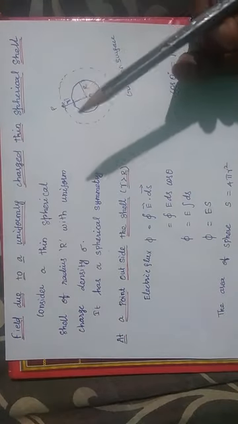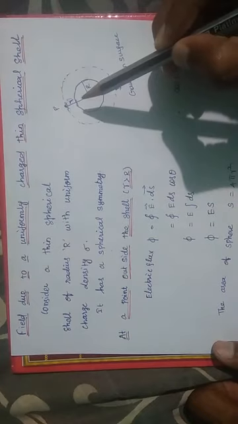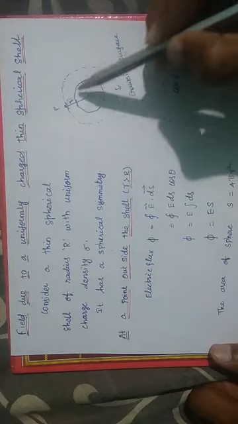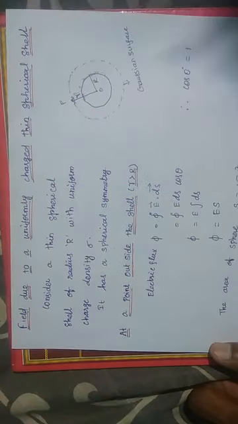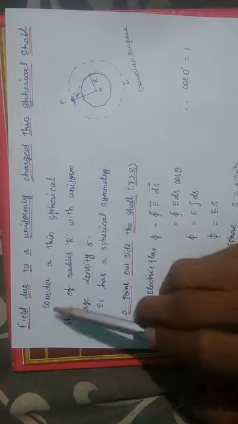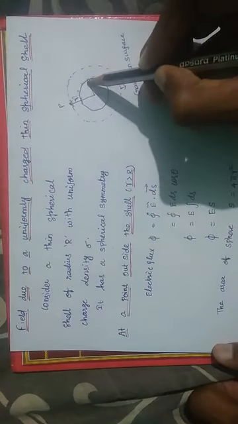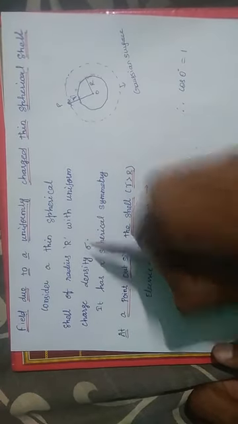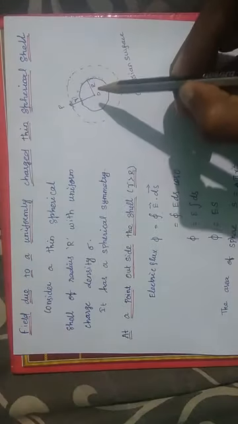In order to find the electric field, I'm just considering a spherical surface like this. This is a spherical shell in which the charges are placed over it. I'm considering a spherical shell of radius r, with a uniform surface charge density of sigma. It has a spherical symmetry. Spherical means all the surface will be symmetrical.